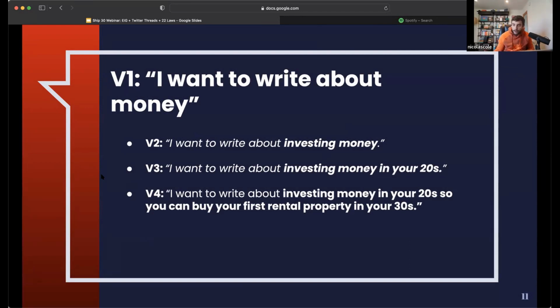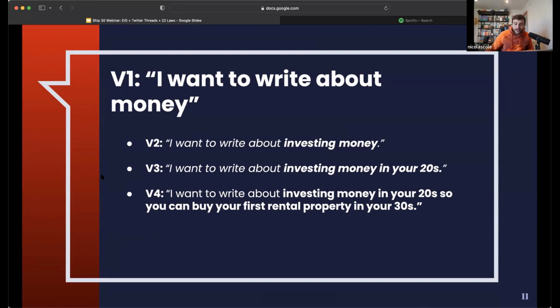Version 1, I want to write about money. Version 2, let's get more specific. I want to write about investing money. Okay. That's very different than saving money, right? That's very different than stealing money, right? Those are different topics, right? So I want to write about investing money.